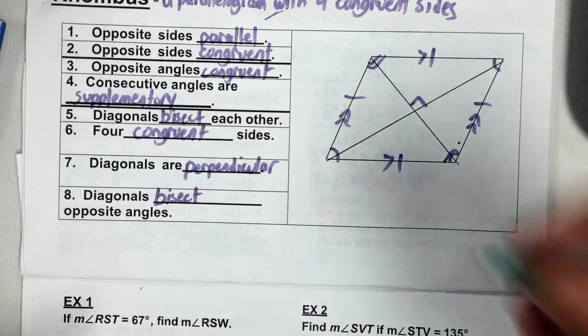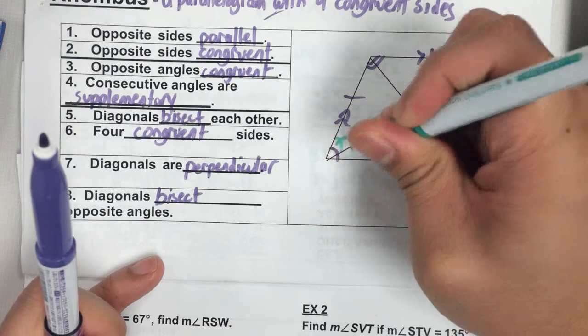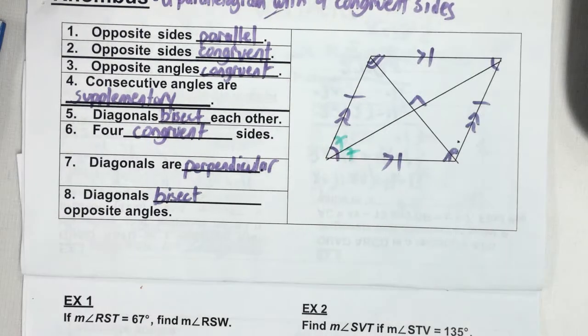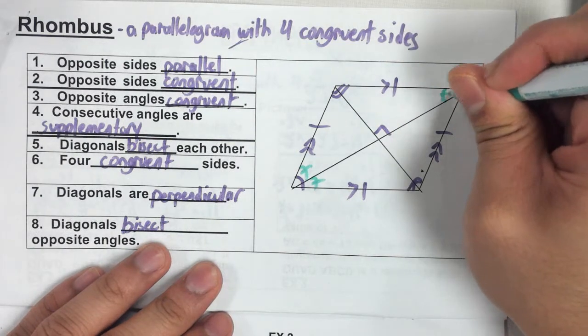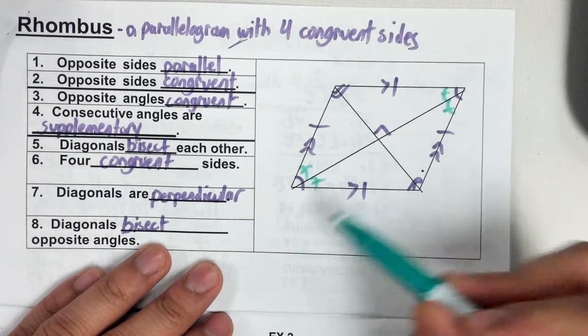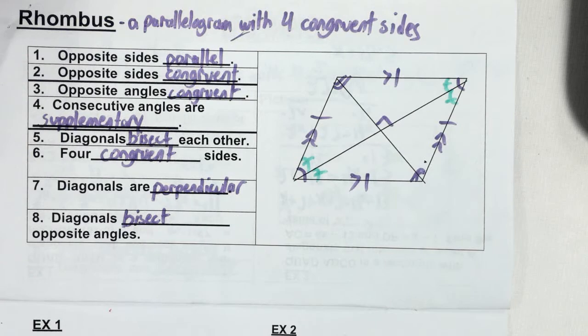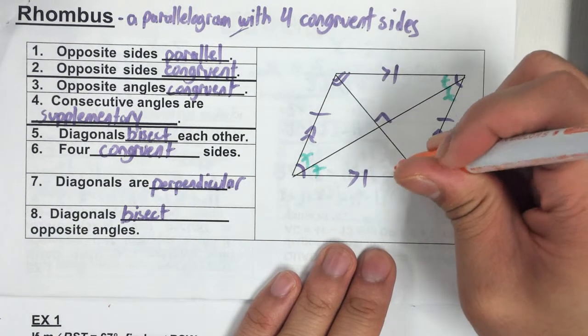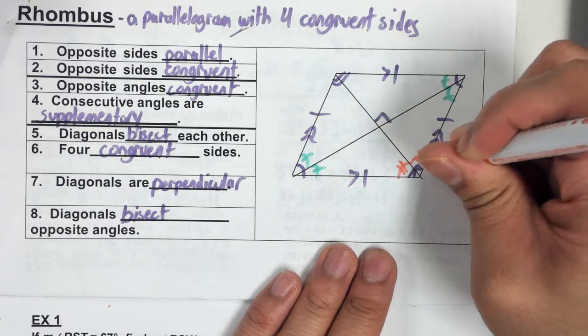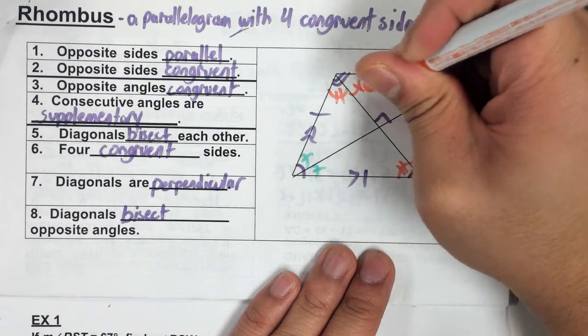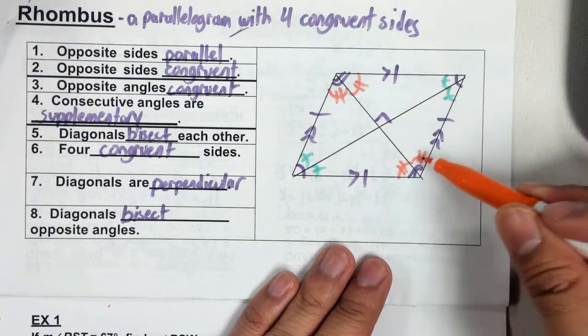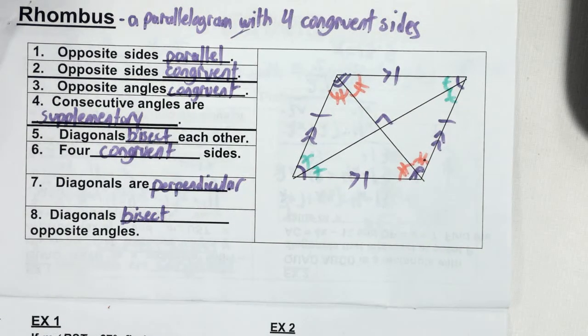is we have this angle congruent with that angle, which is congruent up here, down there. These 4 green angles are congruent. And on the other side, these 2 angles are congruent, those 2 and those. These 4 orange angles are all congruent. So these are all your basic properties of a rhombus.